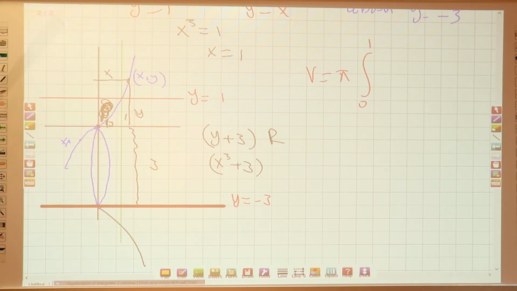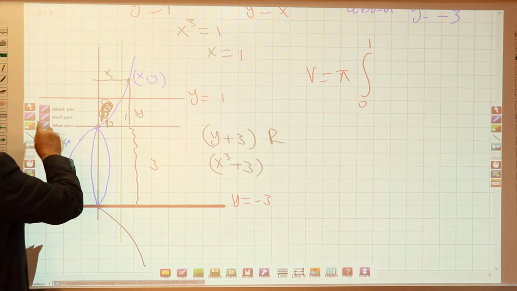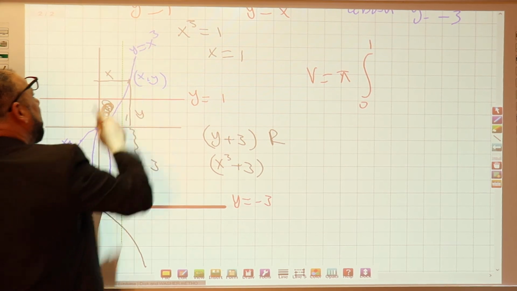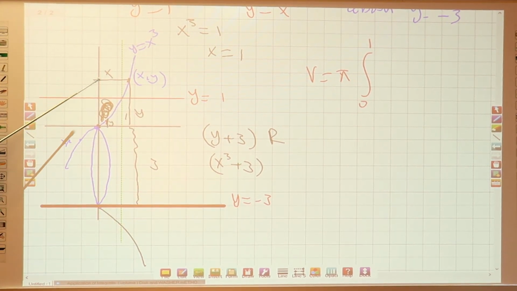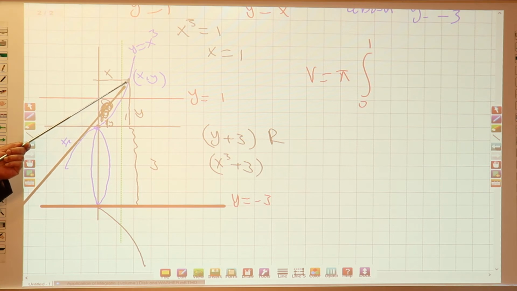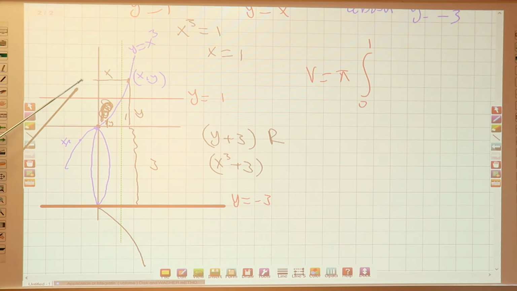For the blue function, which is y equals x cubed, if you focus with me a little bit, I need to find the distance between any point on the curve y equals x cubed and y equals -3. If I take any point x and y on this function, y means the distance from this point to the x-axis.